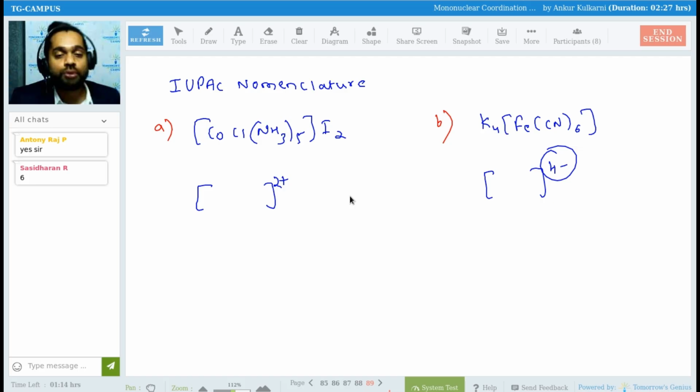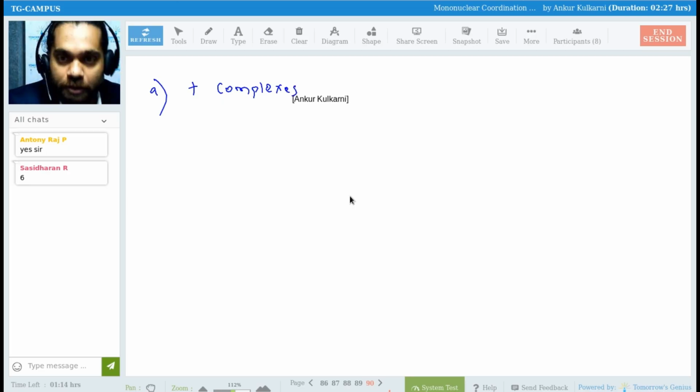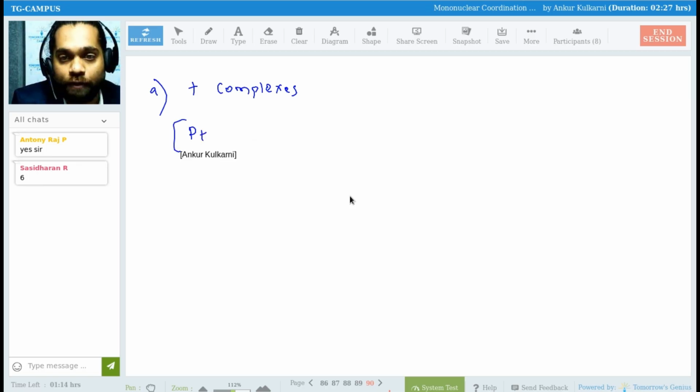Is it clear? So let us do the rules for positive complexes. Come on, let us do this. Let us take an example with the nomenclature. With the help of an example, we'll do the nomenclature. Let us start with something very easy, an example of platinum. We are taking an example of positive complexes.